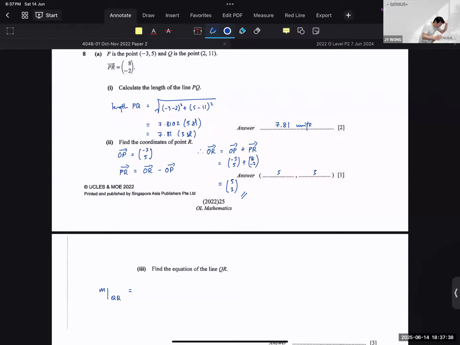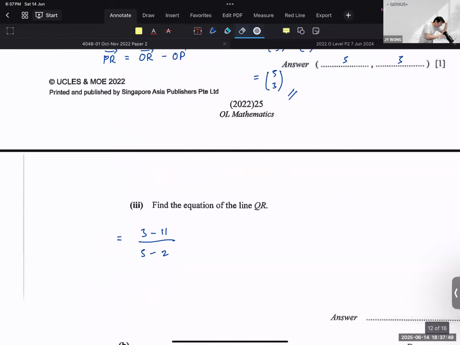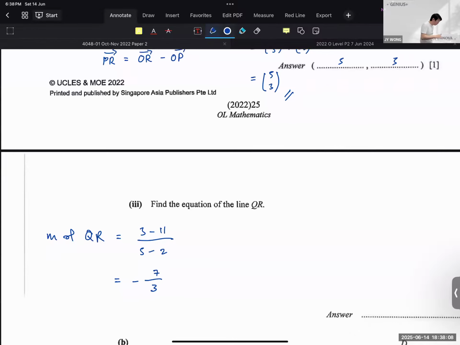Gradient of QR is, you have point R already, right? So y2 minus y1 over x2 minus x1. Gradient of QR, y2 minus y1 over x2 minus x1, you will get -7 over 3. For finding gradient, you get 1 mark because this is randomly a 3-mark question.